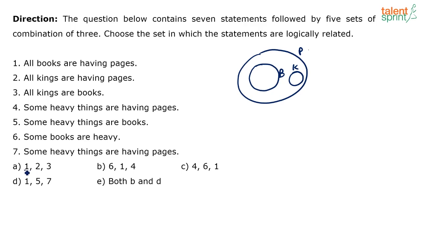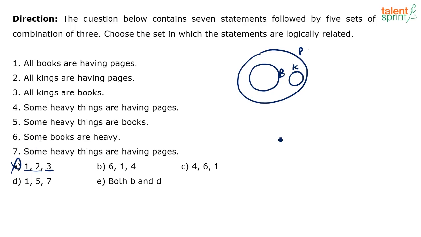So if I am drawing the Venn diagram for statements 1 and 2, this 3 is not something that you can get from this directly, as it is not following. So this is not the option that we are looking at. Okay, next one, 6, 1 and 4.